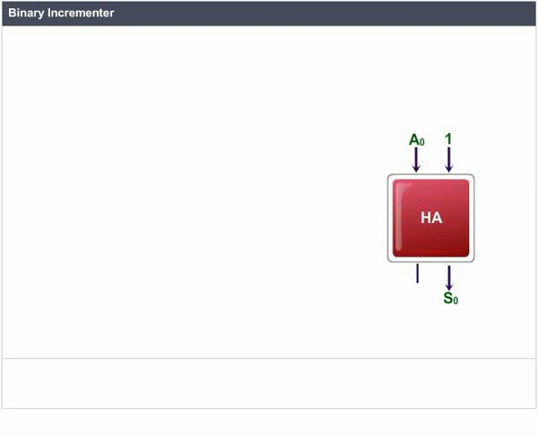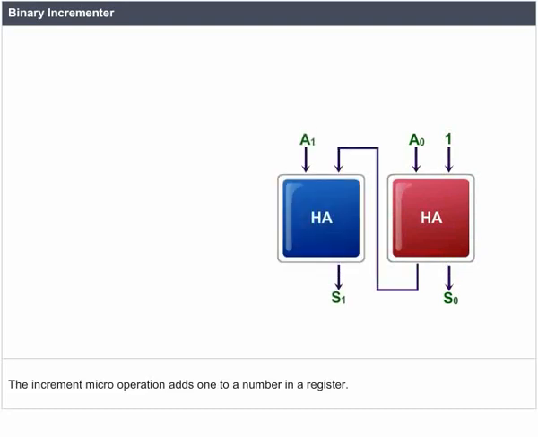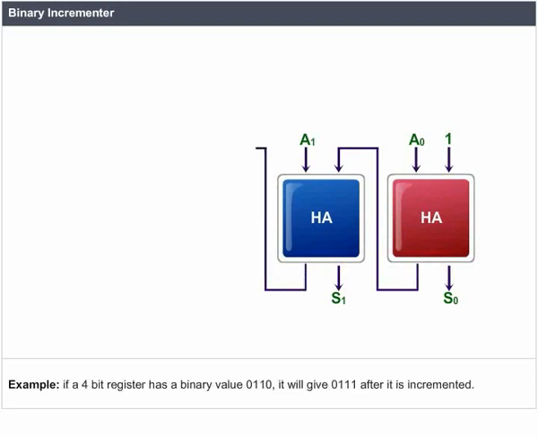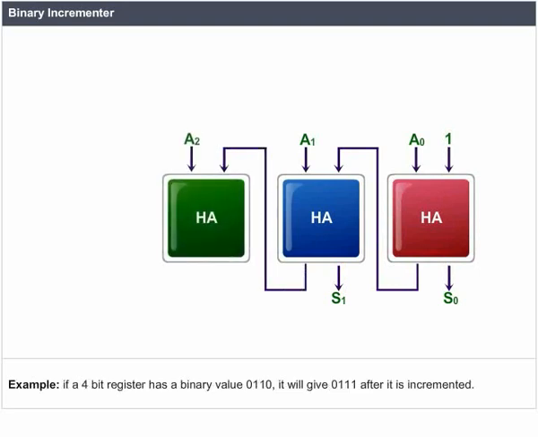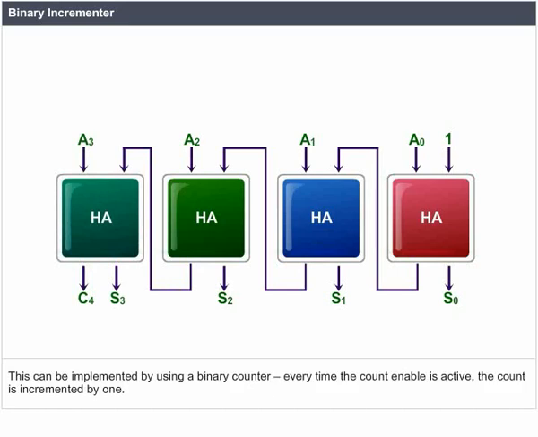Binary incrementer. The increment micro-operation adds 1 to a number in a register. For example, if a 4-bit register has a binary value 0110, it will give 0111 after it is incremented. This can be implemented by using a binary counter. Every time the count enable is active, the count is incremented by 1. If the increment is to be performed independent of a particular register, then use half adders connected in cascade.